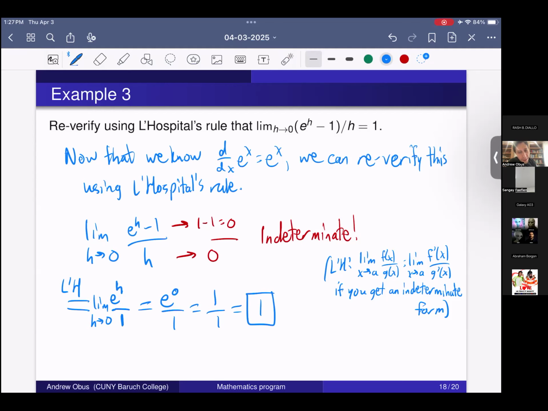Okay, so using L'Hopital's rule now, I wouldn't say it's a proof of this, because we needed to use this limit in order to get the derivative formula for e to the x. So it's circular reasoning to say that we can now use that to evaluate this limit. What we can say is that we can use it to verify it, to make sure that we haven't created any problems. But with our formula, it does give us the correct value for this limit. Okay, any questions on this?